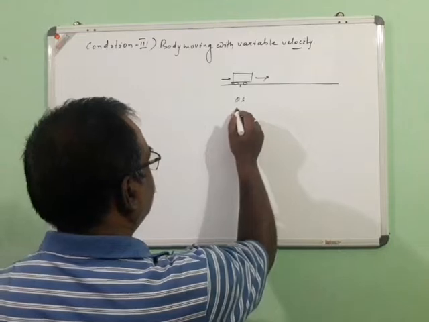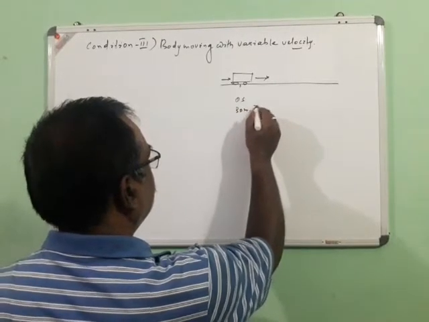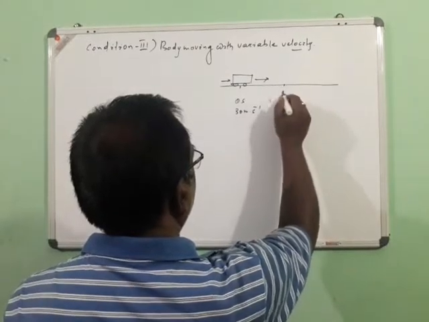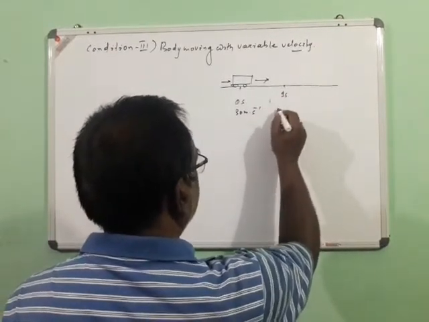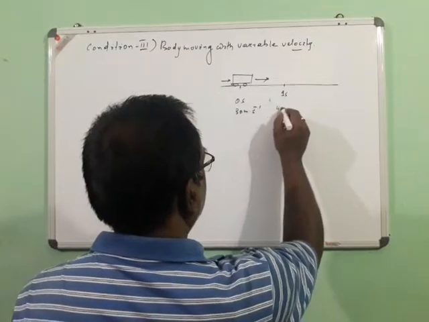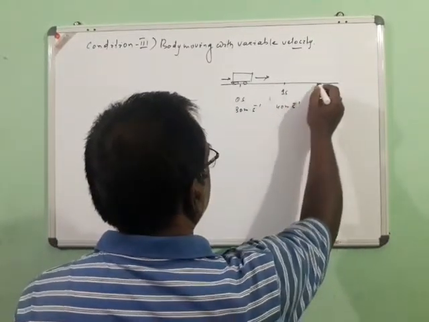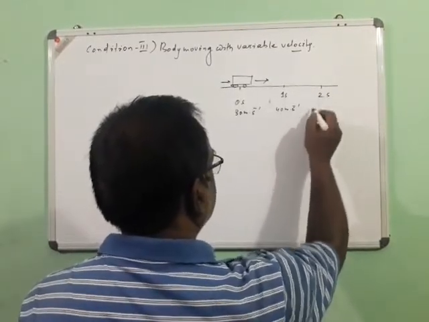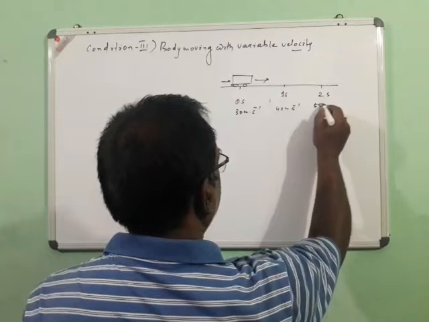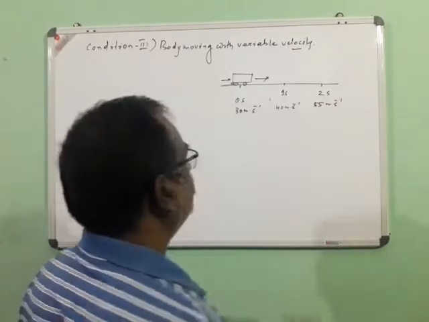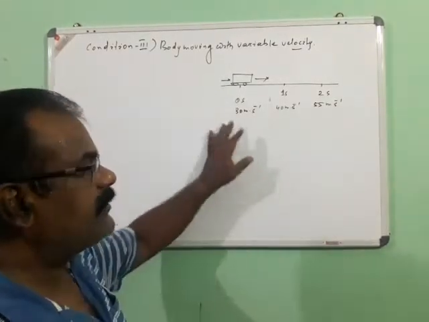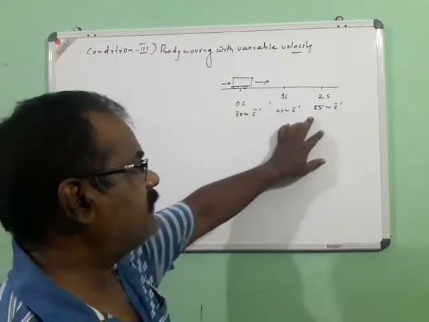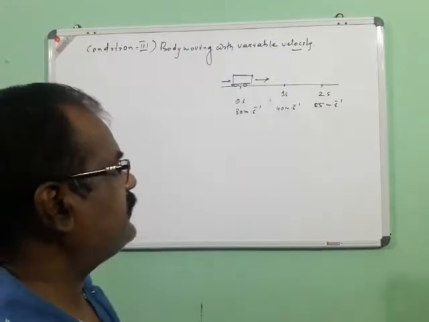we have found that the body is moving with 30 meter per second, and after 1 second we have found the speed becomes 40 meter per second. After another second, that is after 2 seconds, it becomes 50, 55 meter per second. So likewise, when the body is moving like this, we can say that the body is moving with variable velocity, because the speed varies but the direction is the same. So that is why it becomes so.